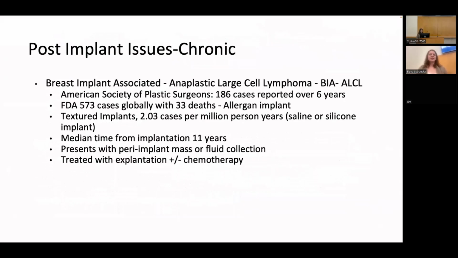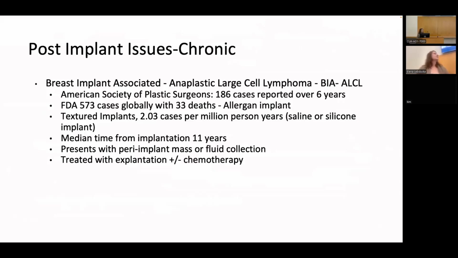So what happens chronically aside from rupture? The most concerning thing that has come out in the past 20 years has been this breast implant associated anaplastic large cell lymphoma. It's very rare, okay, super, super rare, 186 cases over 6 years reported. It is associated with 33 deaths though. So it's pretty fatal when you get it.